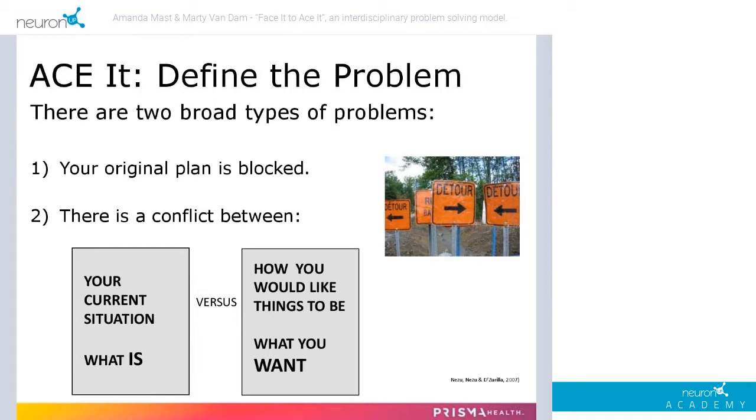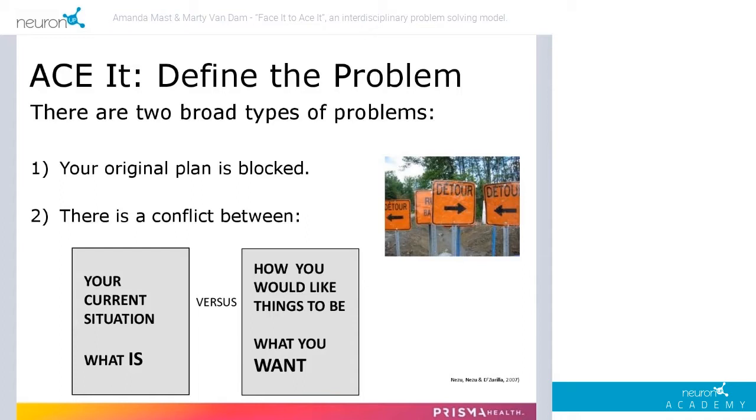Defining a problem is sometimes straightforward and sometimes is not. So something to consider: there are 2 broad types of problems. The first type of problem is when your original plan is blocked and there's no solution readily apparent. So something like when you lost your keys and you're locked out of the house. Your car ran out of gas on the highway. You realize you missed an important appointment. Many problem-solving workbook scenarios address this type of problem.